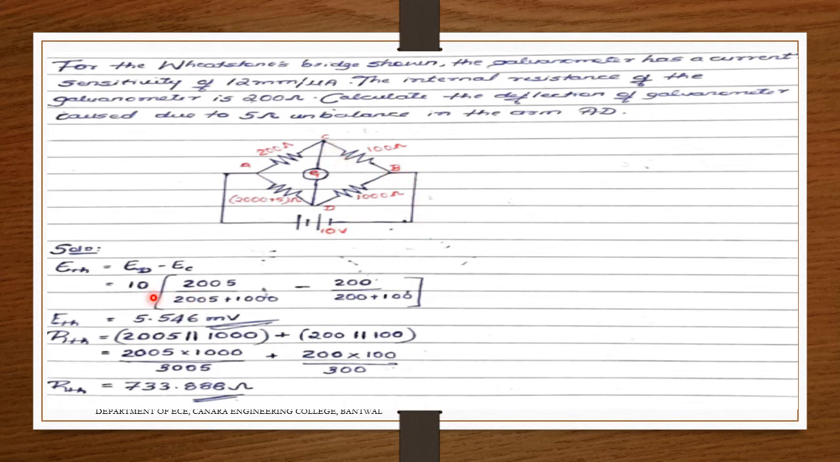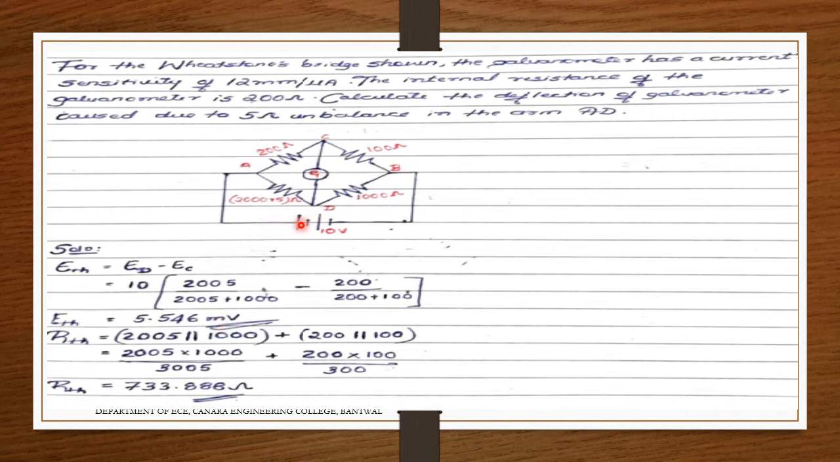So now ED minus EC, considering AD here and AC: 10 into 2005 divided by 2005 plus 1000, minus 200 divided by 200 plus 100. When I calculate this, it gives 5.546 millivolts. Now, ETH we found. What we require now is RTH.